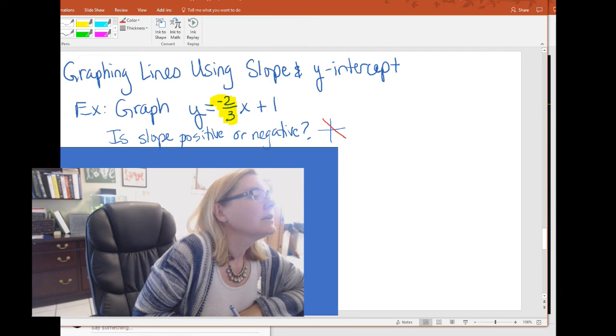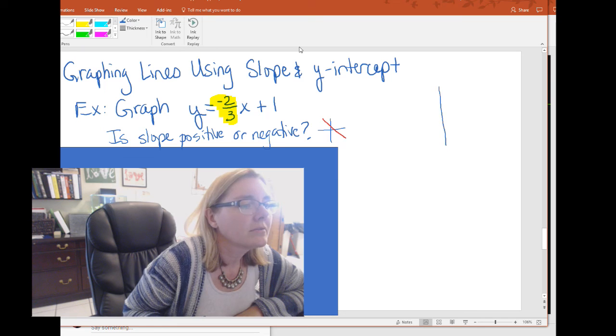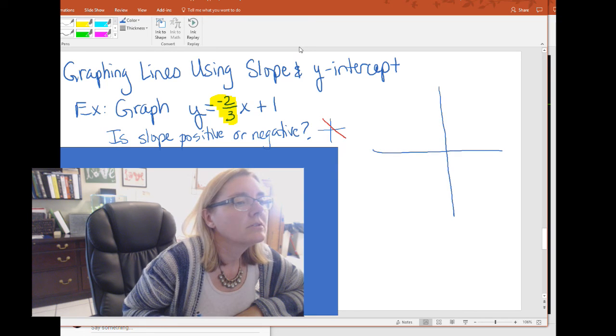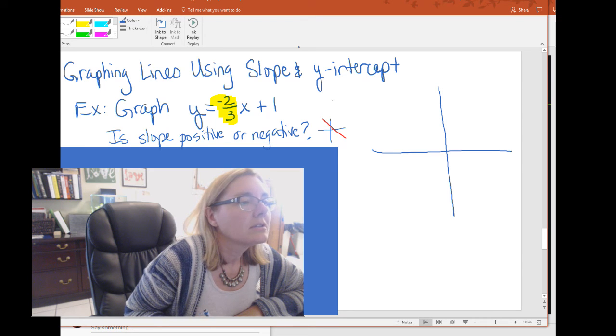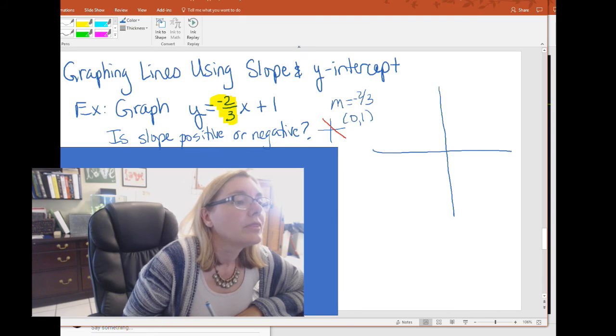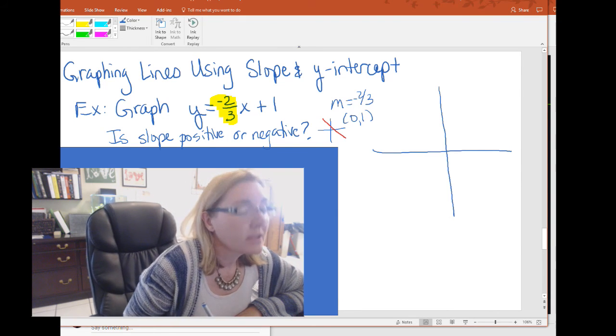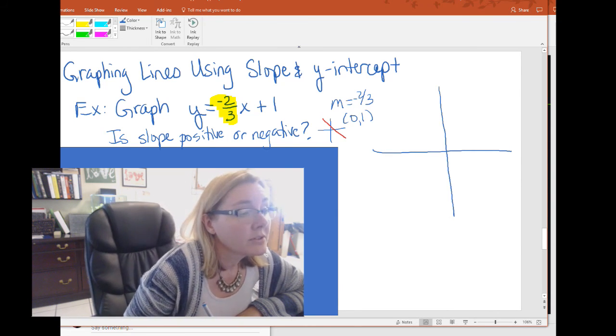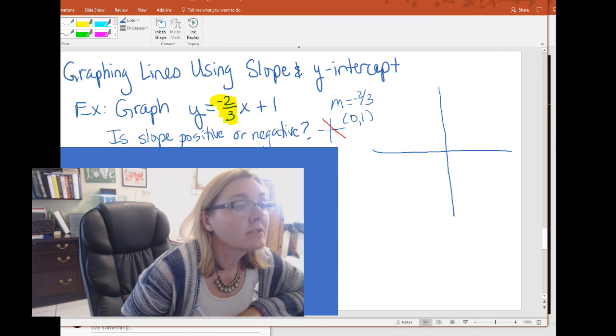All right, now I'm going to start my graphing using the fact that the slope is negative 2/3 and the y-intercept is 1. The y-intercept is always your starting point, in this case 0, 1. So always start by plotting that point first. So here's 0, 1.